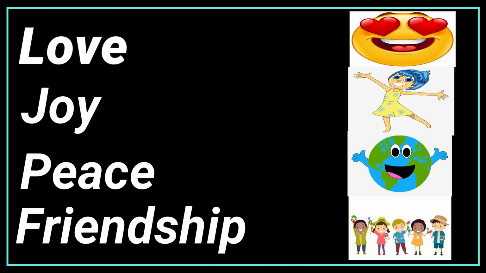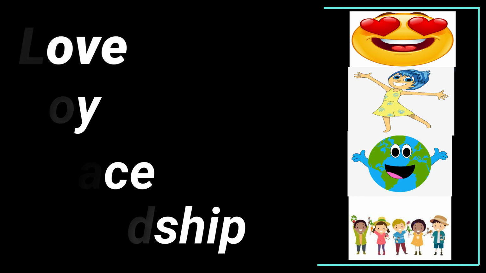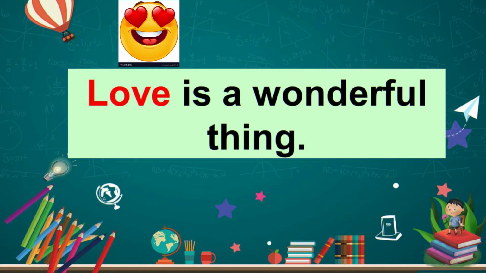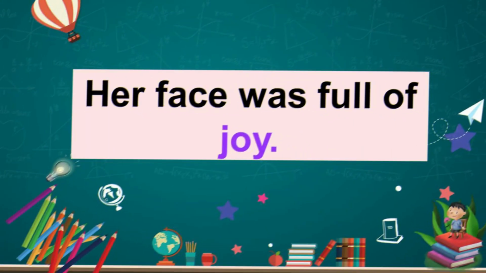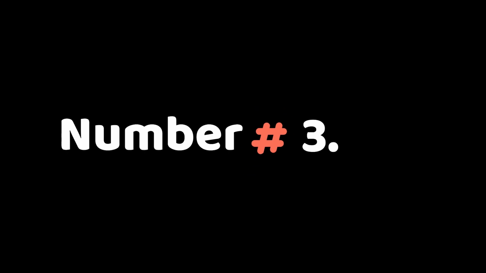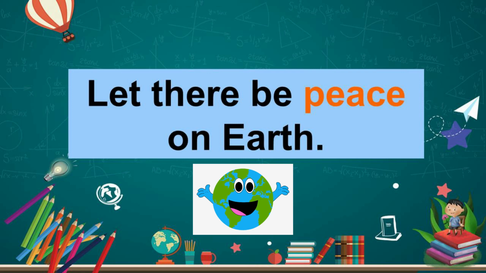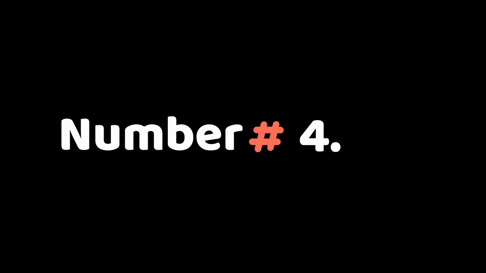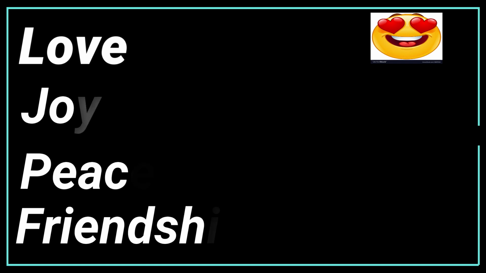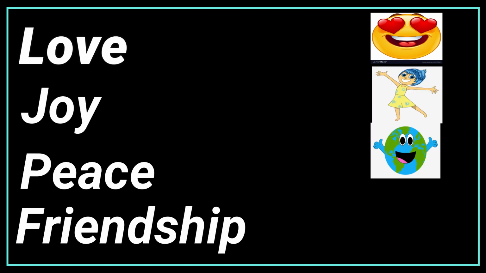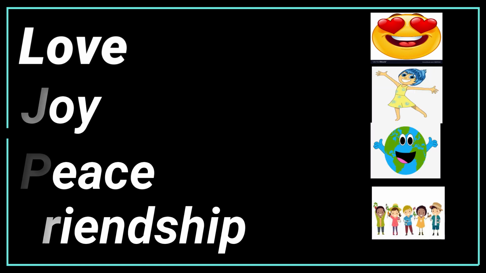Now let's understand these examples by using them in sentences. Number 1. Love is a wonderful thing. Number 2. Her face was full of joy. Number 3. Let there be peace on earth. Number 4. Our friendship has lasted for many years. So here, all these words like love, joy, peace and friendship signify the abstract noun.